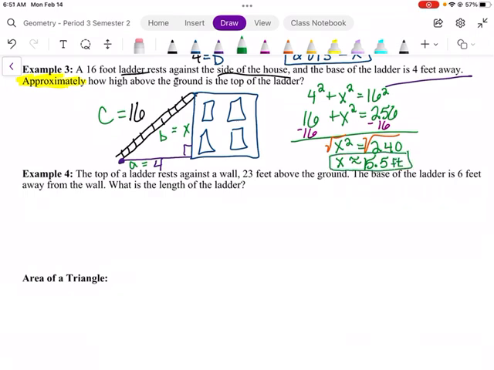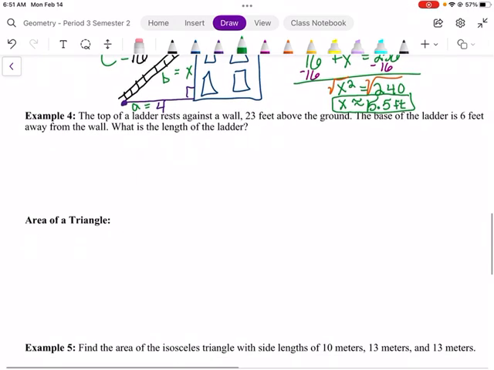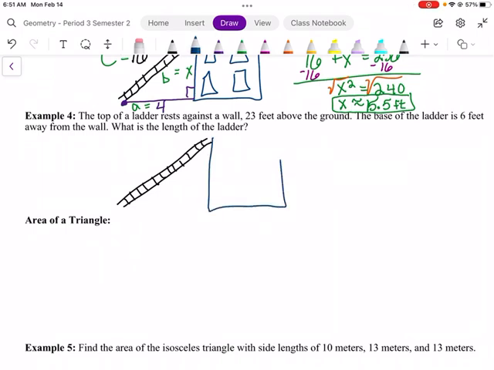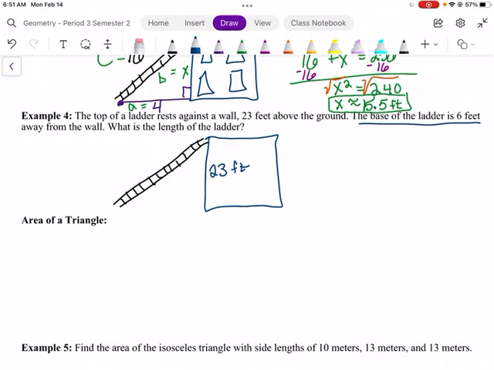Okay. So now if you want to try the next example on your own, you can pause the video and attempt that to see how you are doing with the word problems. So for this one, it told us that the top of the ladder is resting against the wall that is 23 feet above the ground. So this time they don't give us the length of the ladder, they give us the length of this wall here. So that's 23 feet. And the base of the ladder is 6 feet away from the wall. So that's down here with our right angle. And we're looking for the length of the ladder.